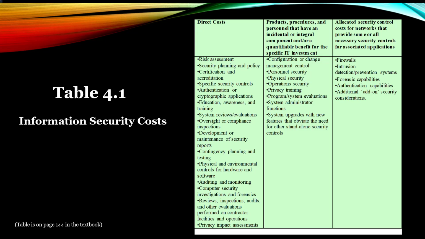With that said, here we have information security costs. Again, the direct costs: risk assessments, trainings, oversight for compliance, planning for contingency, security controls, physical and environmental controls, auditing, security review, inspection, privacy, and so forth. Products and procedures, operational, privacy training, system upgrades, personnel security, physical security, configuration and change management, allocated hardware. That's going to be the security hardware, maybe camera systems, maybe infrastructure security. There's a lot here that can be broken down for costs. And again, this is not an exhaustive list either.